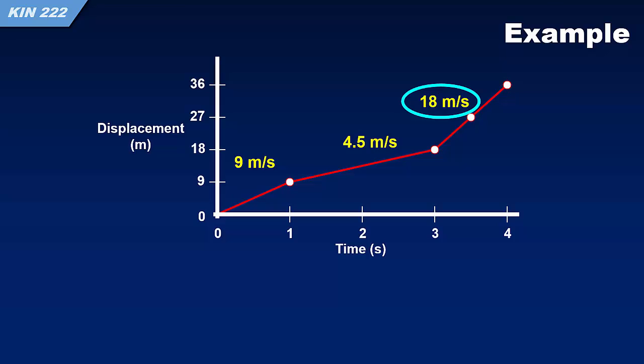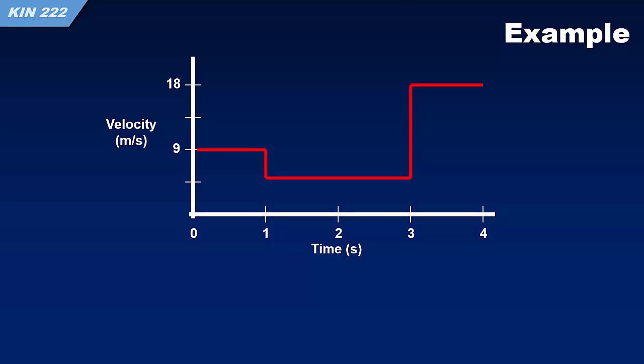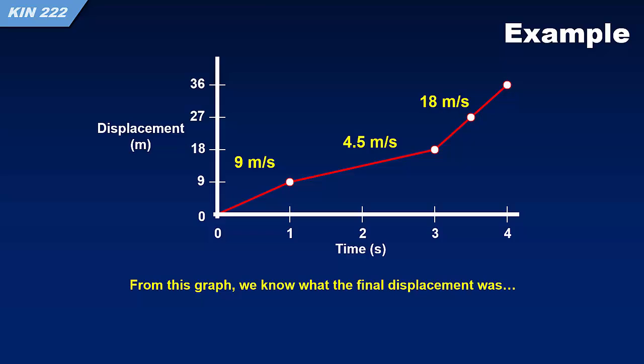And in that last second, the cyclist is moving at a constant 18 meters per second. So if we're going to plot the velocity of that, it would look like this. So now we've got a plot of the cyclist's velocity across the 4 seconds. They're going from 9 meters per second to 4.5 meters per second, back up to 18 meters per second.